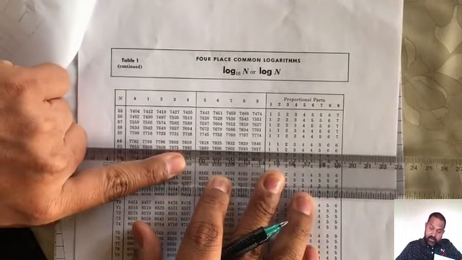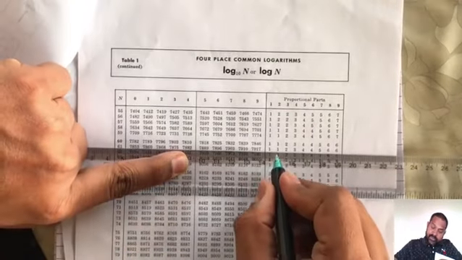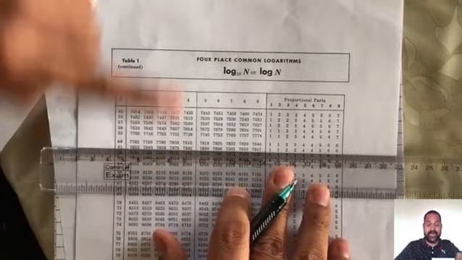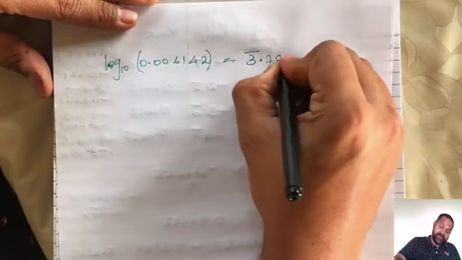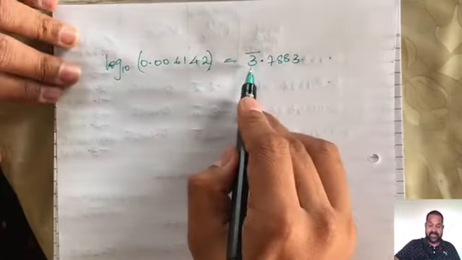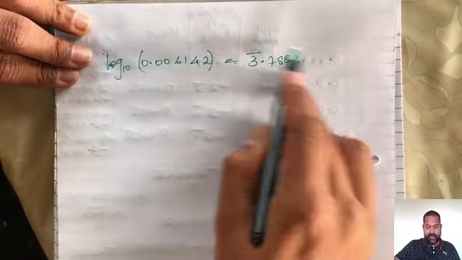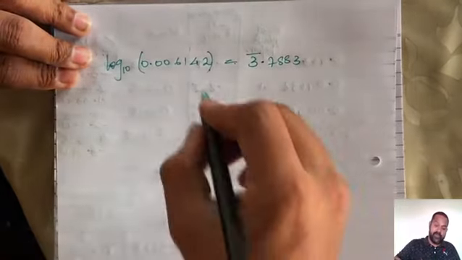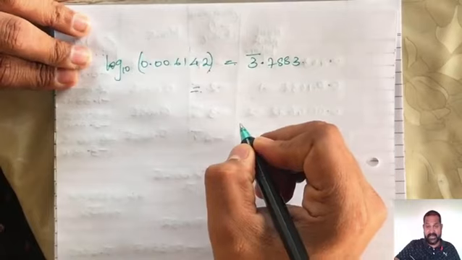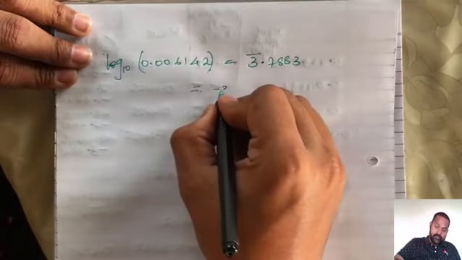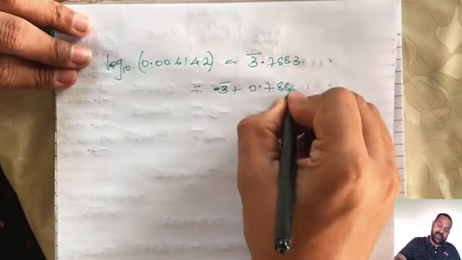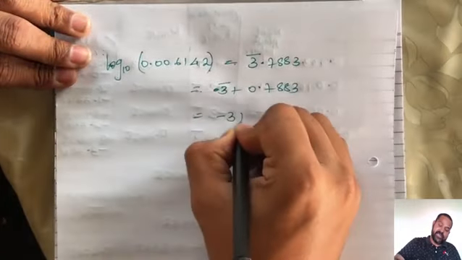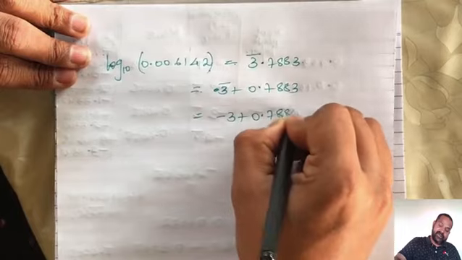So 7882. In that, 2 is 1. So it's 7883. So the value is 7,883, where this represents that the 3 is negative and this part is positive. So to simplify further, I'm going to say that this is my bar 3 plus 0.7883, which is minus 3 plus 0.7883.